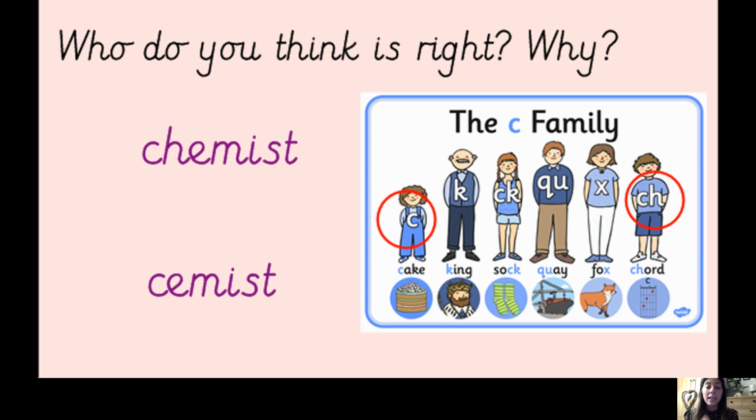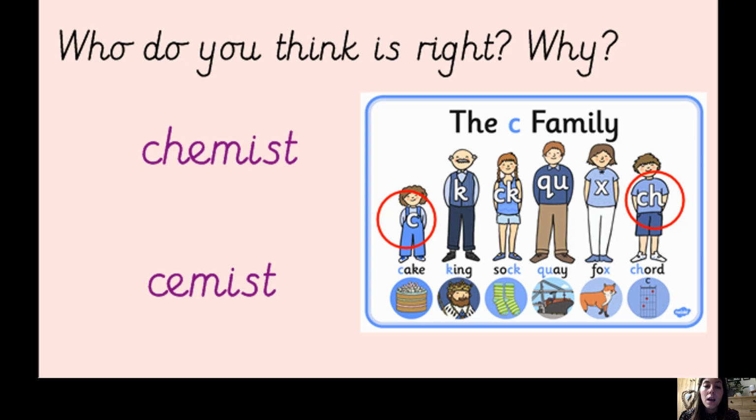Here, I've written the word chemist. So I've used Big Brother CH for the first time, and then I've used Toddler C the second time. Pause the video, look at your rules from yesterday. Which one of these spellings looks correct and why is it correct?